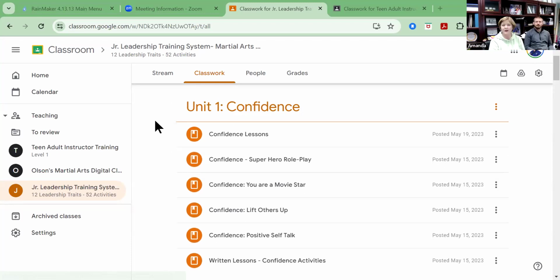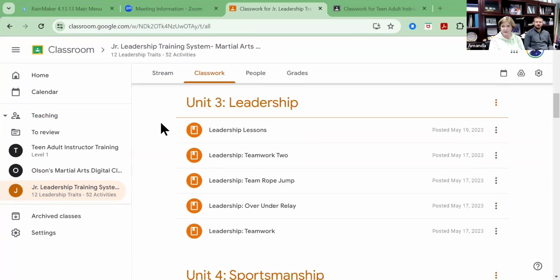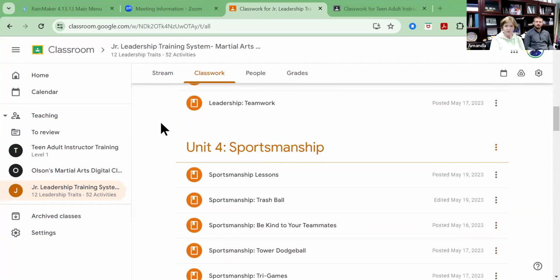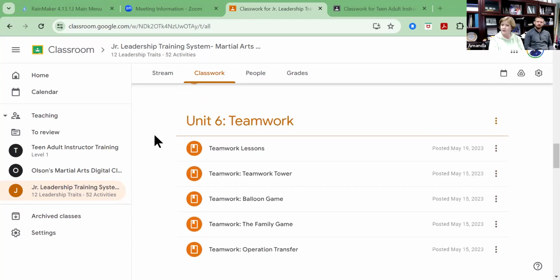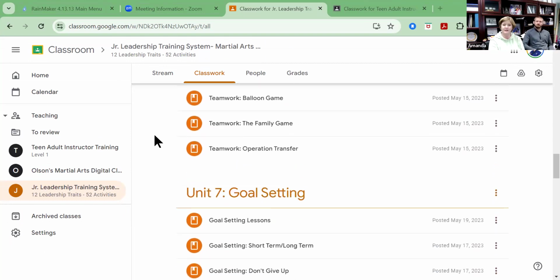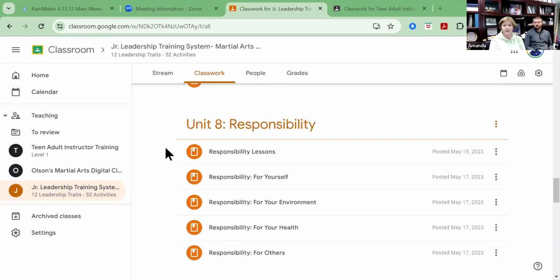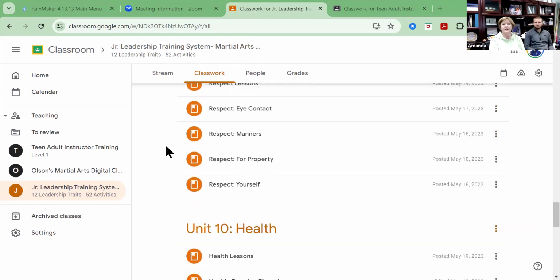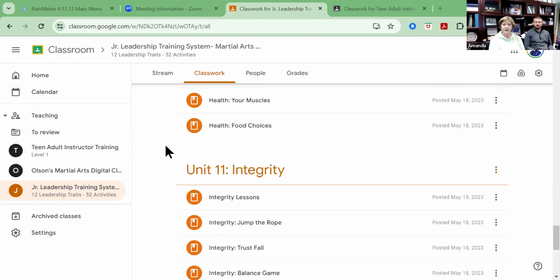Like I mentioned, we have 12 of these units. Some of the popular ones are, obviously, confidence. Leadership is a popular seminar to do when you're trying to bring in kids out of the community that aren't your students. Teamwork is a really good one; parents like their kids to learn that. For goal setting, you could do a goal setting seminar. And then of course respect and health. Health has been a really popular one too.